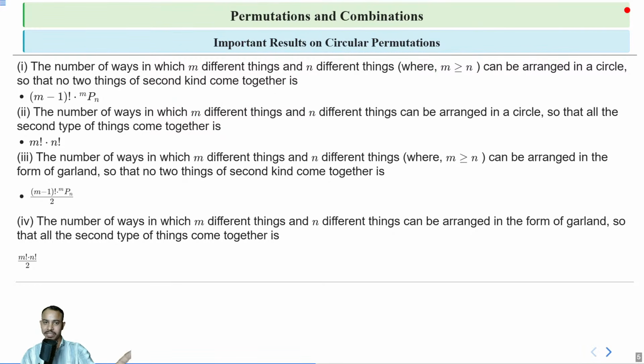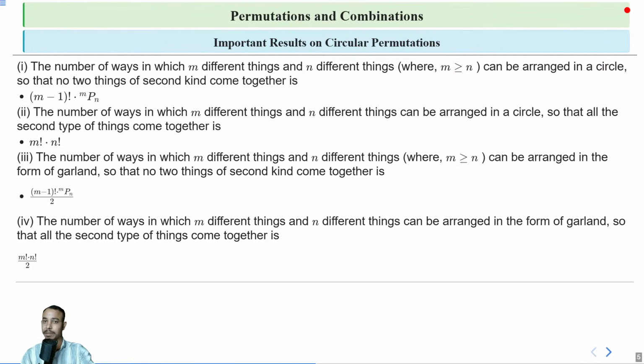In the second result, we have m different things and n different things, and the arrangement type is a circle. The condition is that the second type of things come together, and the number of ways is factorial m times factorial n. In the third result, we have m different things and n different things, where m is greater than or equal to n, and we are arranging them in the form of a garland.